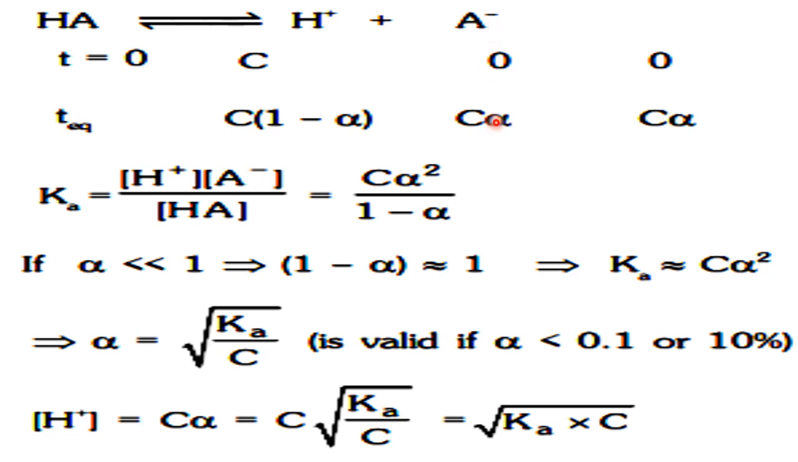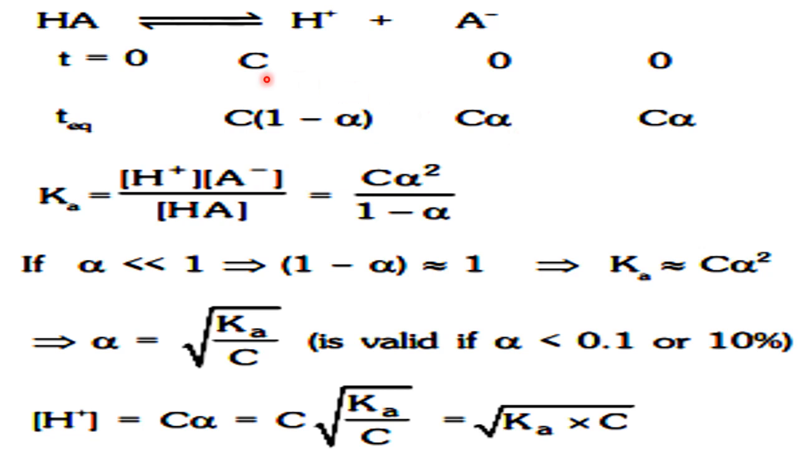Okay, so if alpha is the degree of dissociation with respect to the concentration C, then C alpha is what? C alpha is the concentration out of what you have taken in the beginning, which has undergone dissociation. Because equal moles of H plus and A minus are there. How much is there for the H plus? Same is there for the A minus also.